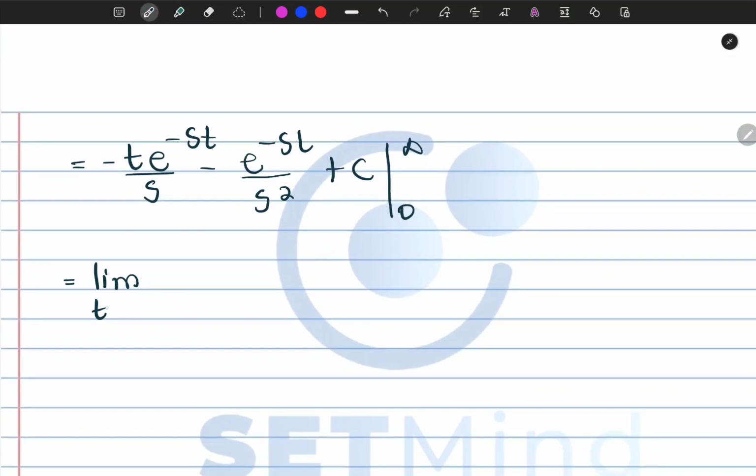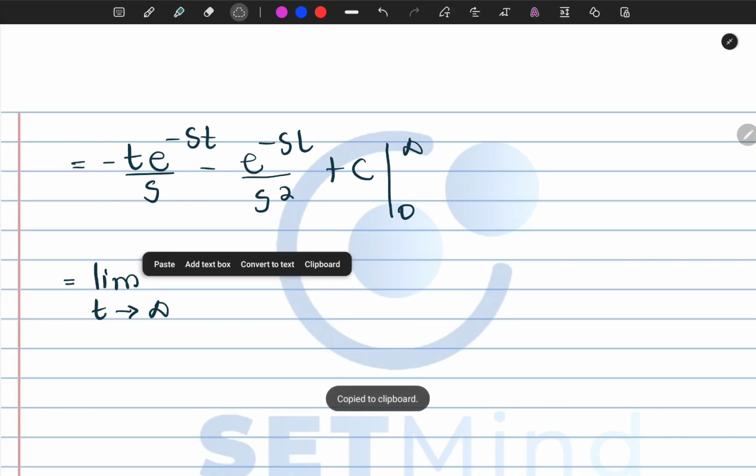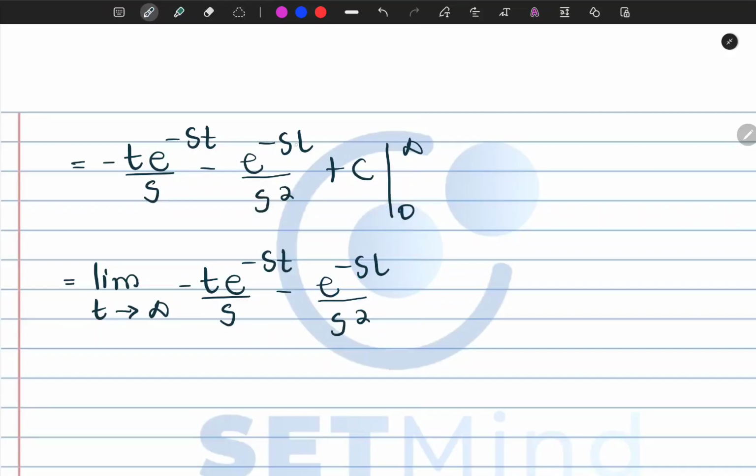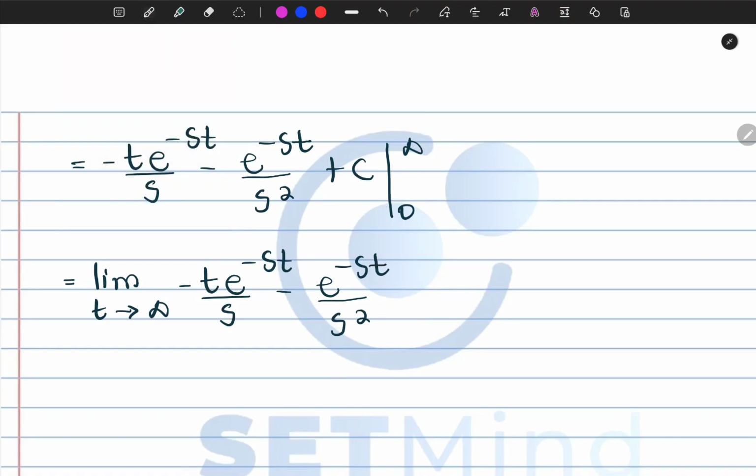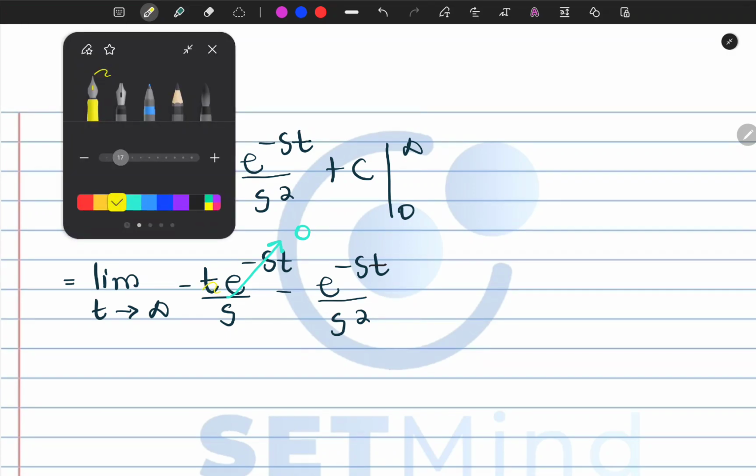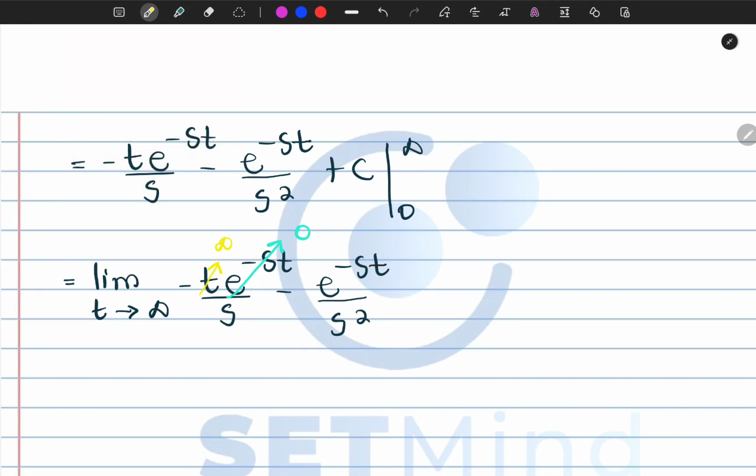For the upper limit, we have the limit as t approaches infinity of that first part. If you look carefully, this becomes an easy problem, really, because this portion as t approaches infinity approaches 0, and then this one here would approach infinity. But when you multiply 0 and infinity, you will get 0. And then that portion there will also approach 0.